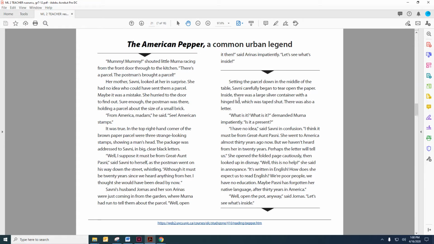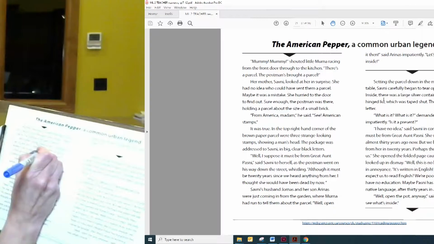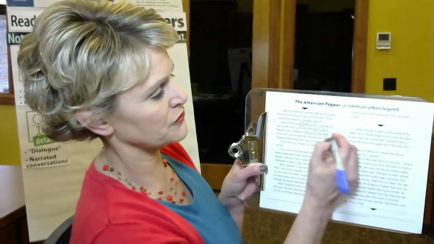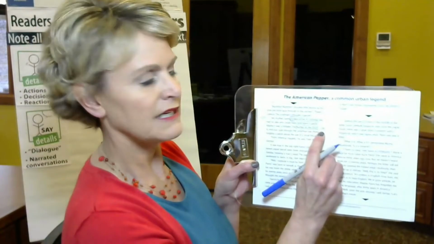Ooh, hurried to the door. That's an action. So hurried to door. Again, I'm just boxing hurried to door. And it's probably a little closer to mark it here. So I'm going to put do here.